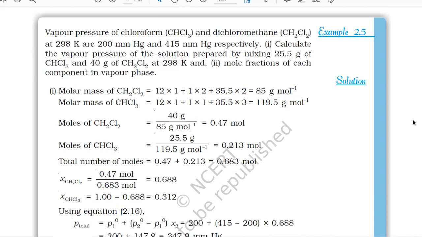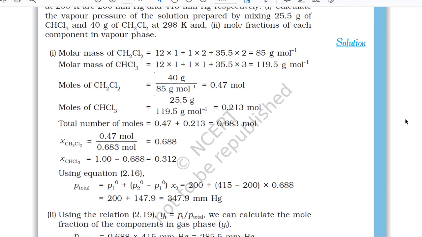Example 2.5. Vapor pressure of chloroform (CHCl3) and dichloromethane (CH2Cl2) at 298 Kelvin are 200 mm Hg and 415 mm Hg respectively. First, calculate the vapor pressure of the solution prepared by mixing 25.5 gram of CHCl3 and 40 gram of CH2Cl2 at 298 Kelvin, and second, the mole fractions of each component in the vapor phase. Solution.